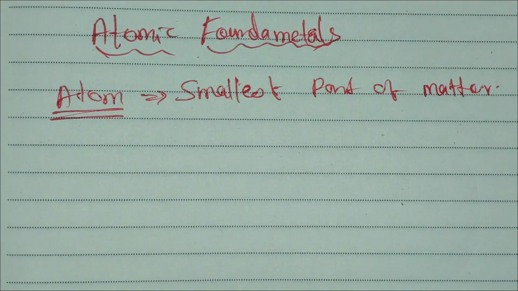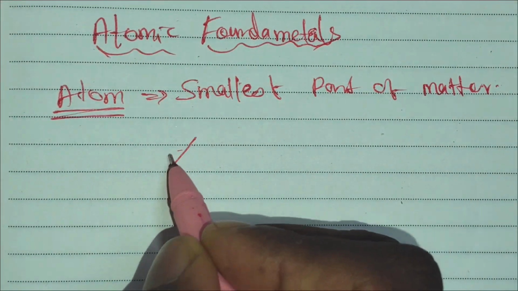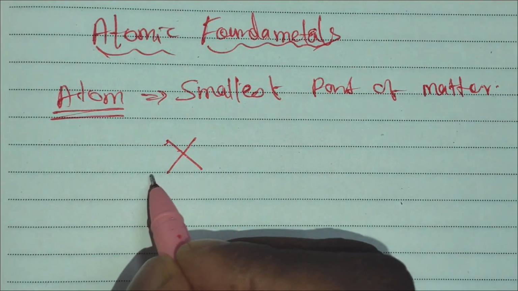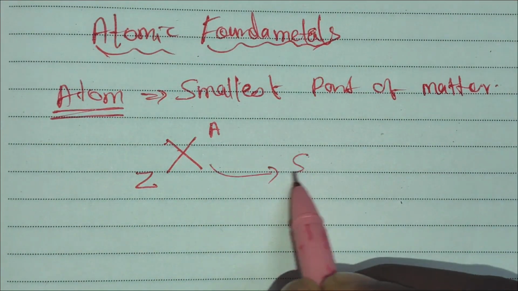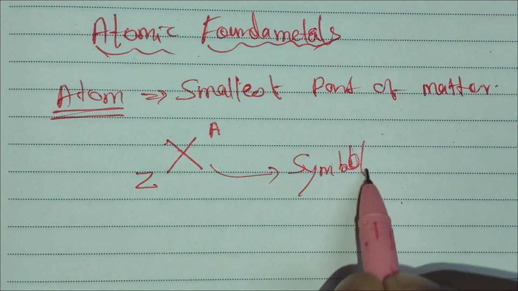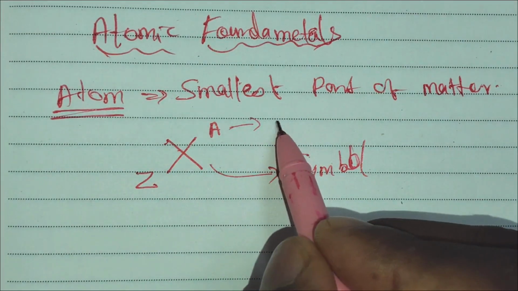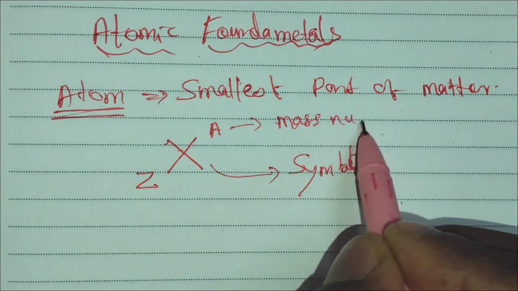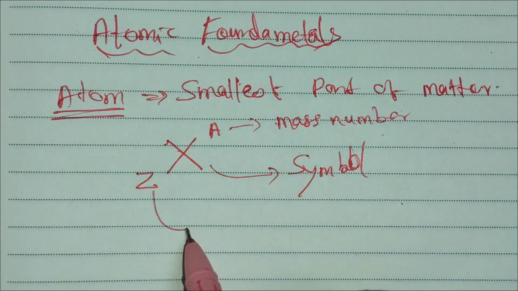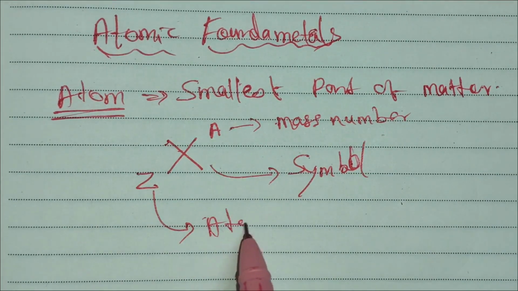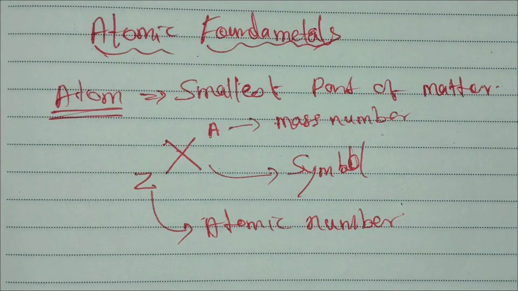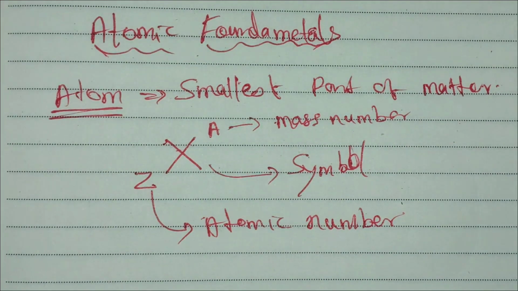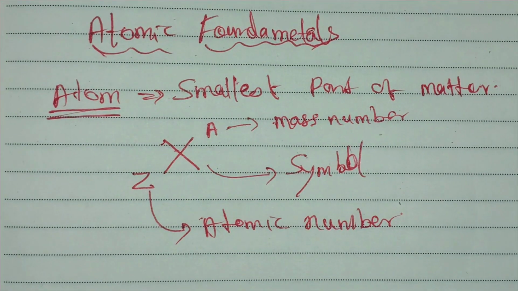So the atom possesses a representation. If you assume it as X here, with Z and A, then X is the symbol of the atom. This A represents the mass number, and Z represents the atomic number. So we will see the mass number, atomic number, and the symbol like that.